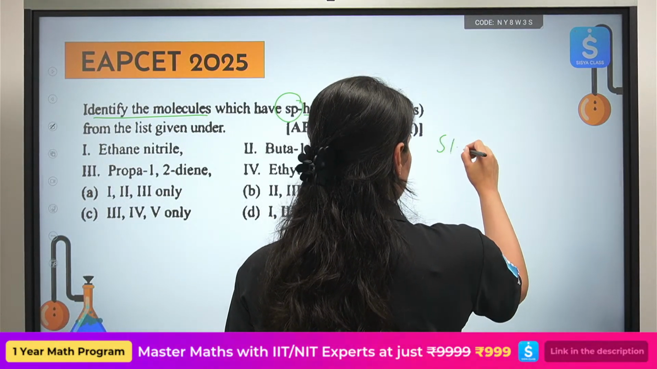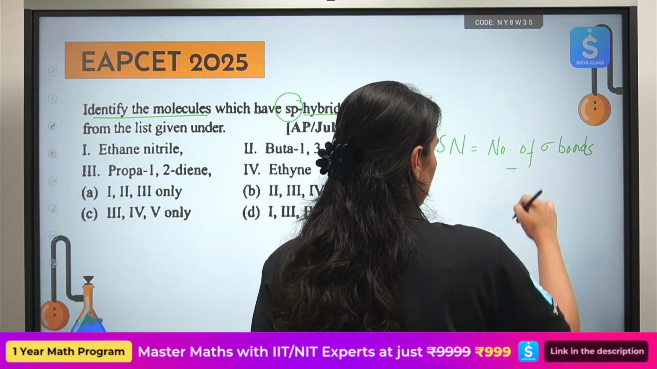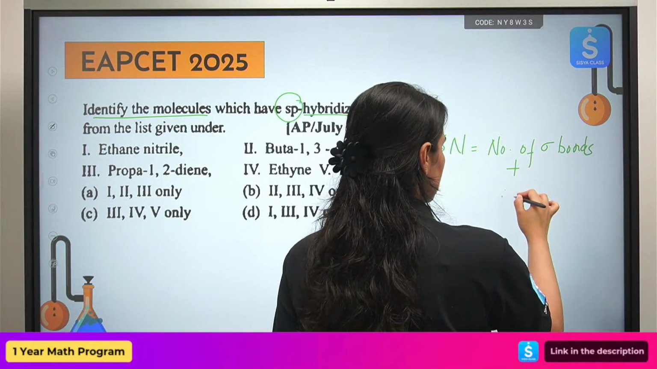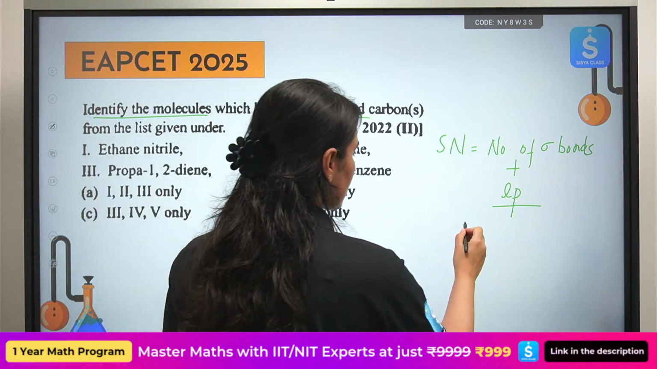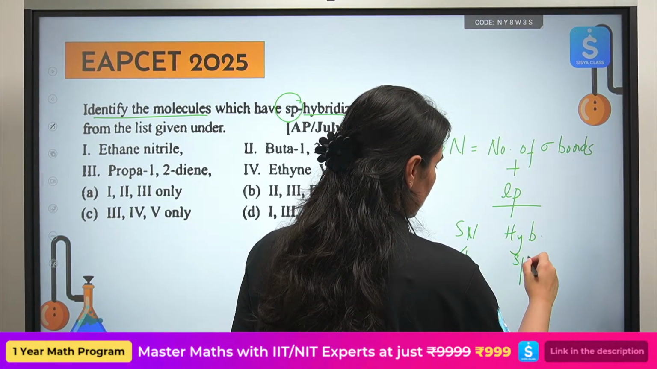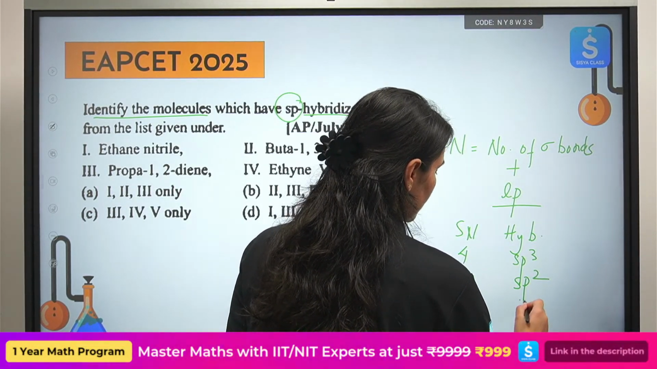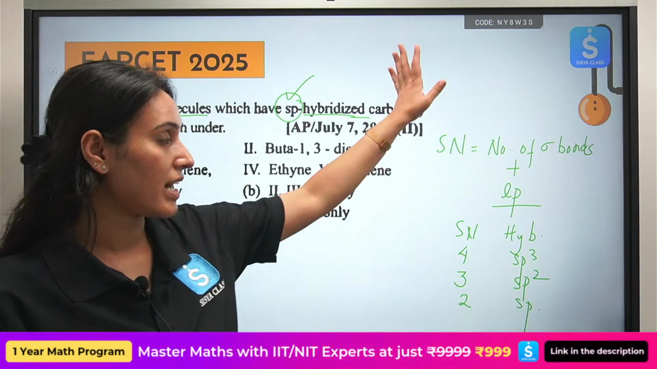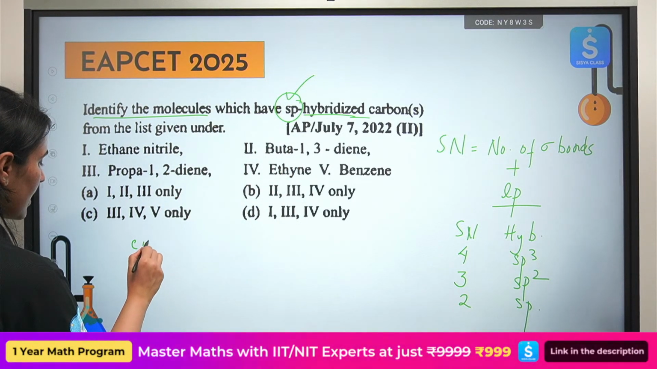So steric number is number of sigma bonds plus, what are we looking for? Lone pairs. So if you count these two, you can decide what is the steric number. And if you know the steric number, you can decide the hybridization. If steric number comes out to be 4, sp3. It comes out to be 3, sp2, 2, sp. So in this case, we have to identify how many of them have sp hybridized carbon atom. I have written everything. You just have to draw the structure of compounds. Okay. So first one is ethane nitrile.